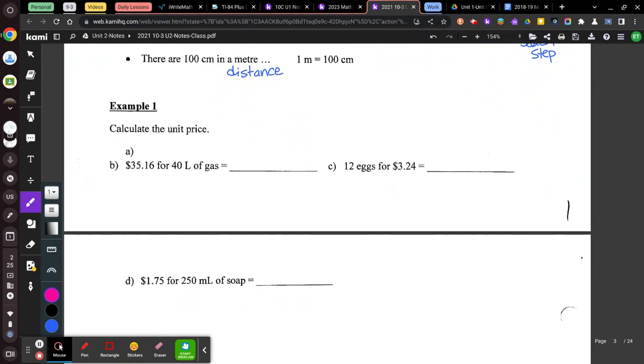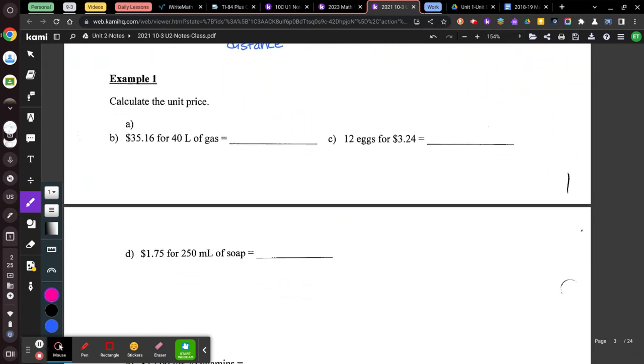So we have unit price. This is going to say letter A, and this is B. So we've got $35.16 for 40 liters of gas. That's cheap gas. Yes, please. Give me some of that.